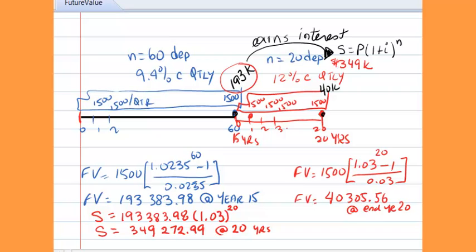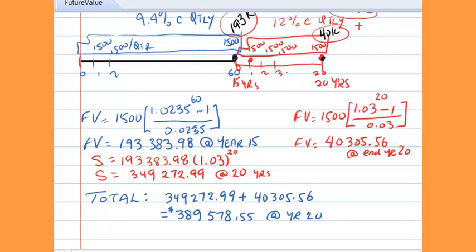So now we have the first annuity accumulates to 349K at the end of the 20 years, and the second annuity at the other rate, the 5-year annuity, accumulates to an amount of $40,000 at the end of the 5th year. Now we have them both at the same focal date, and now we can simply add them. And so the grand total after the 20 years would be the 349K plus the 40K. That gives us a grand total of $389,578.55. That is the total amount of the deposits with interest at the end of 20 years.